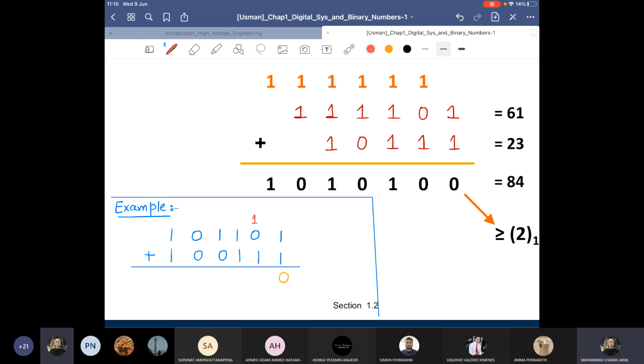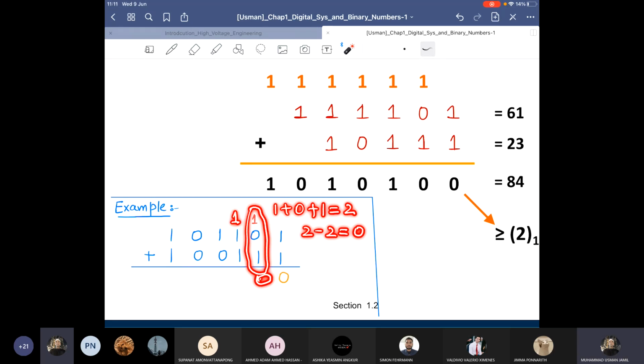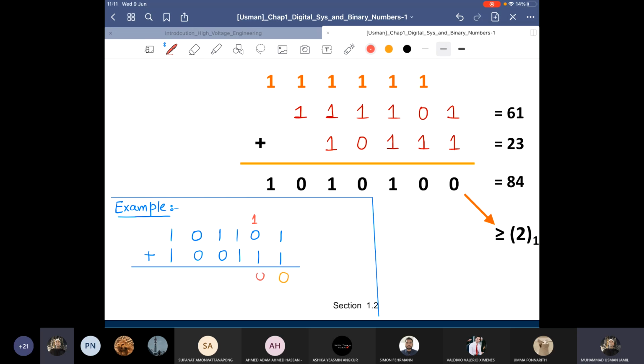Okay, now again, this one, 1 plus 0 plus 1 is equal to 2. So now 2 minus base is 0. So 0 will come here and 1 carry here. Then I can write 0 here and 1 carry here.